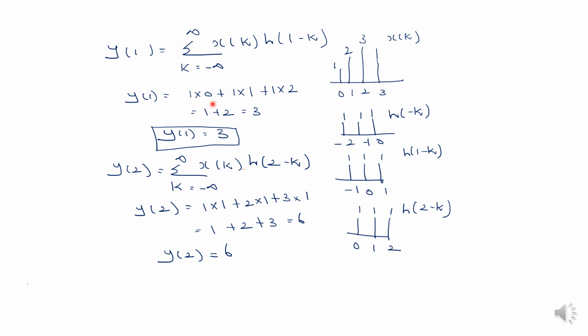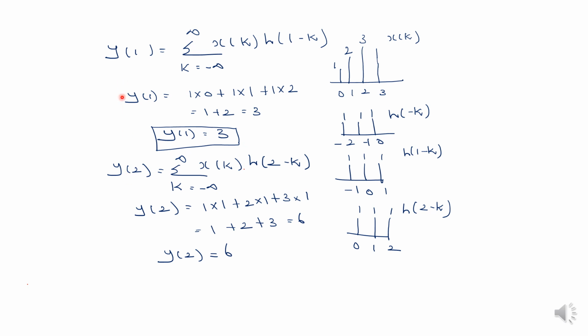Therefore, 1 into 0 plus, for k is equal to 0, the value here is 1 and for x of k the value is 1. Therefore, 1 into 1 plus, for k is equal to 1, the value here is 1 and for x of k the value is 2. Therefore, it is 1 into 2. So 1 into 0 is 0, plus 1 into 1 is 1, plus 1 into 2 is 2. Hence, the value of y of 1 is found to be 3.